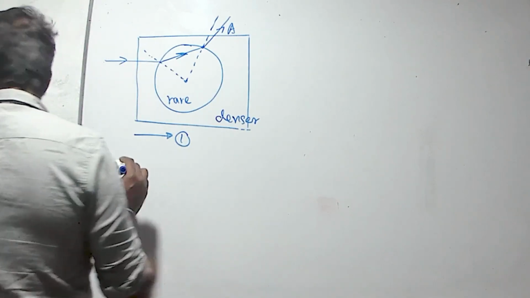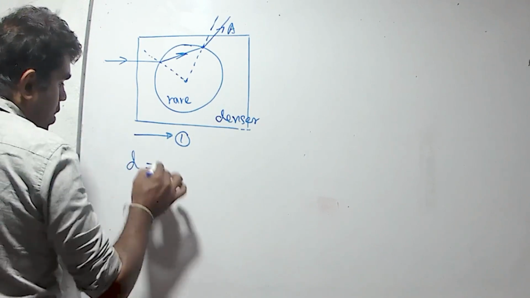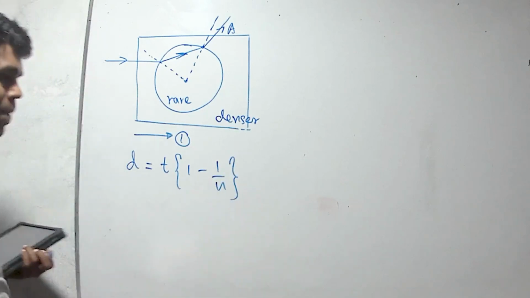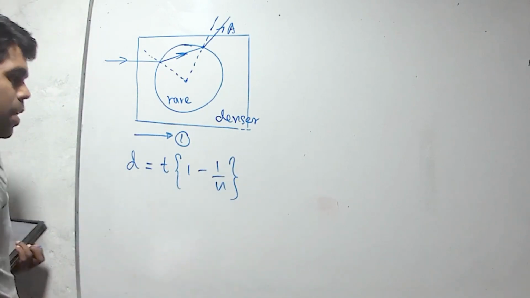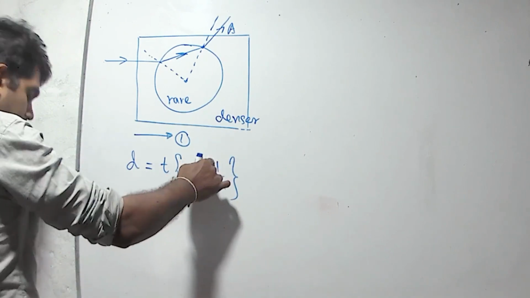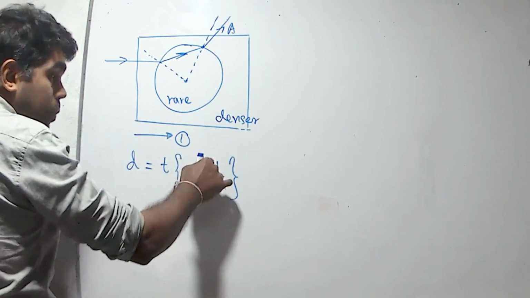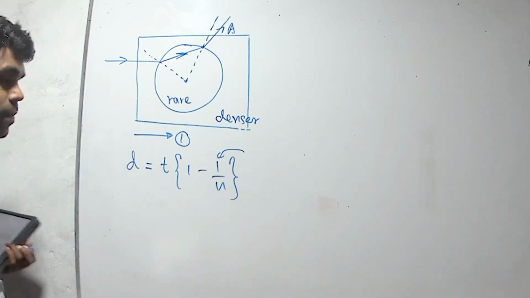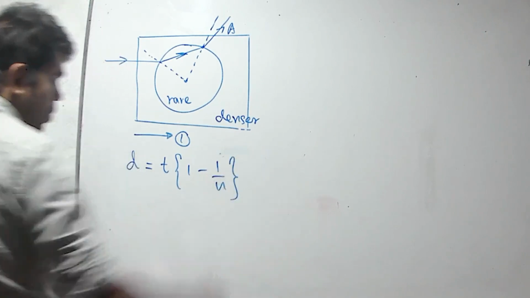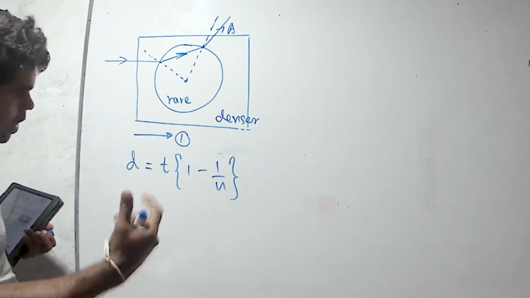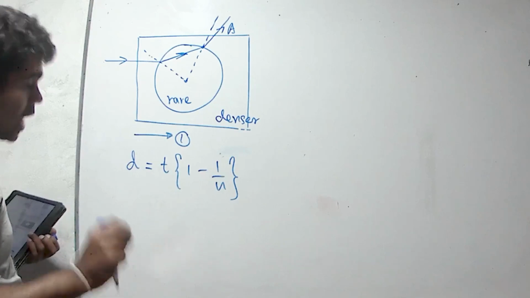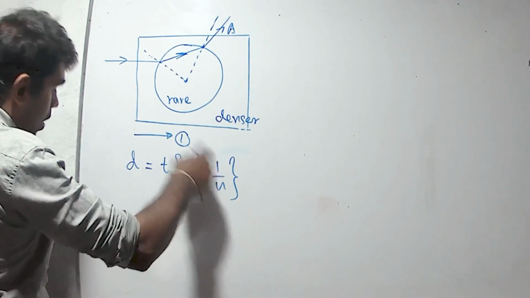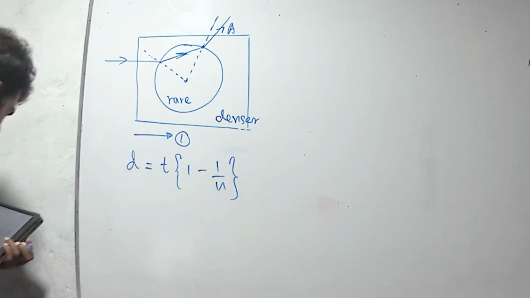Then we can use apparent displacement is t times 1 minus 1 over n. The outer medium is the air medium, therefore we can use 1 for this place. But if the outer medium is not air, we have to use the corresponding refractive index of the outer medium for this numerator. Now, outer medium means the observing medium. We have placed the eye in this medium. Now the outer medium is air, therefore the refractive index is 1.